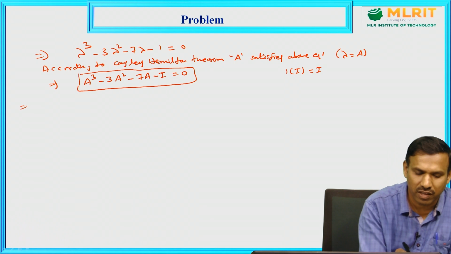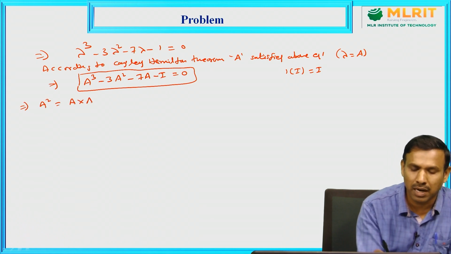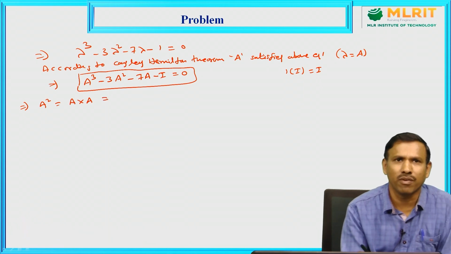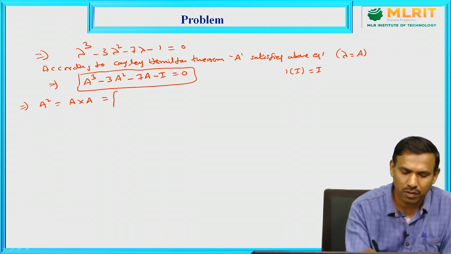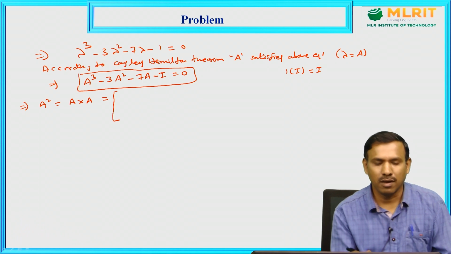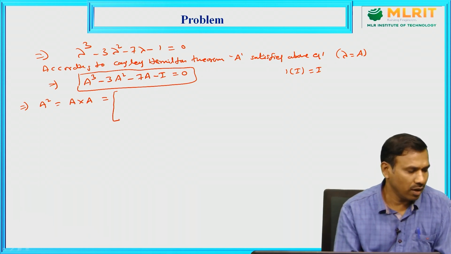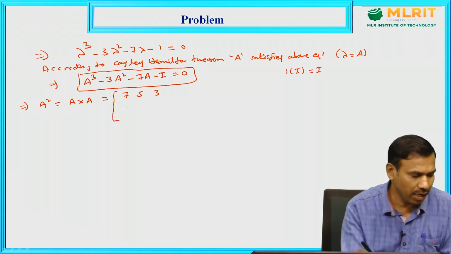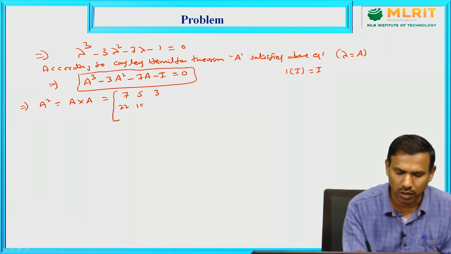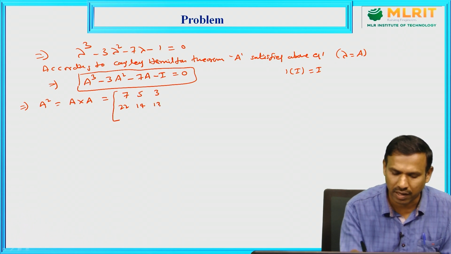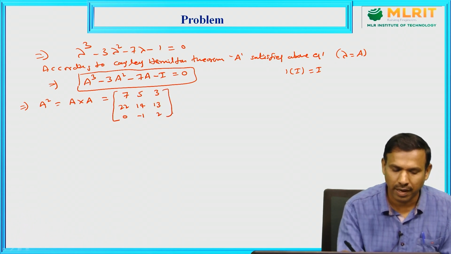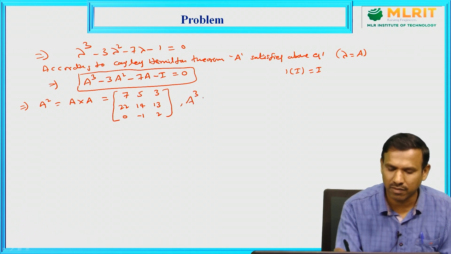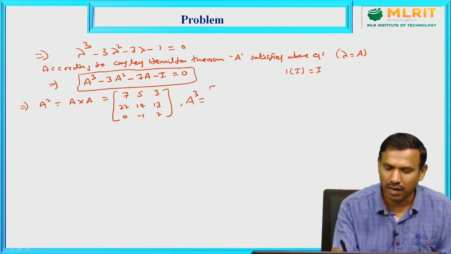Let us write first the A square value. A square value is A into A, multiplying A. So, usually we can find that with the calculator, right? I am writing the A square value directly. What is the A square value? Here I am writing the predetermined value: 7, 5, 3, 22, 14, 0, minus 1, 2. The students know very well how to find the A square.